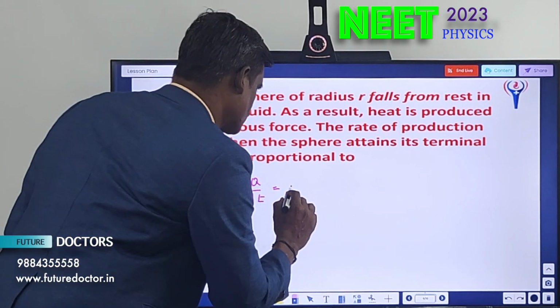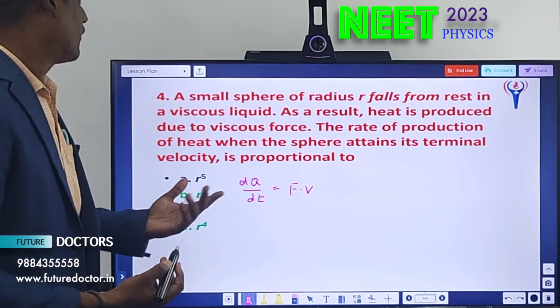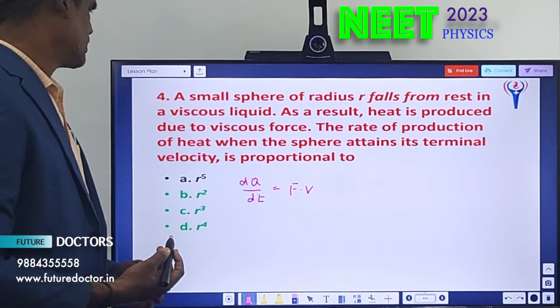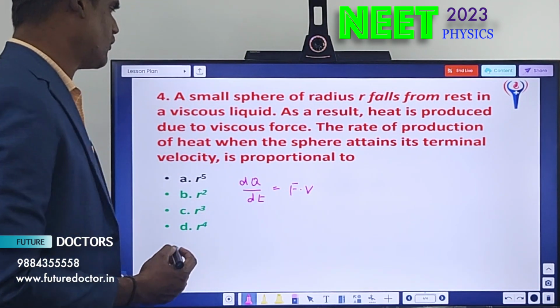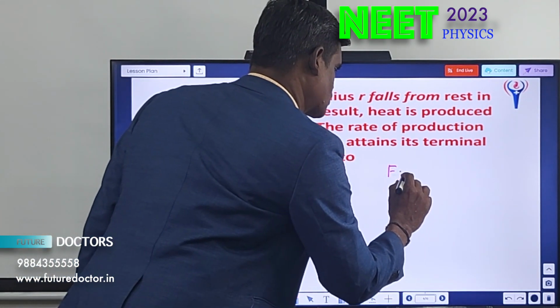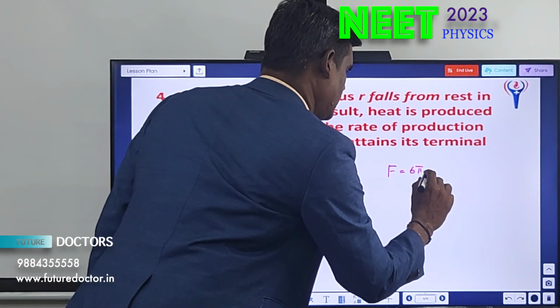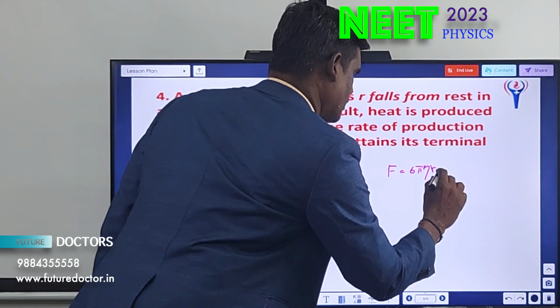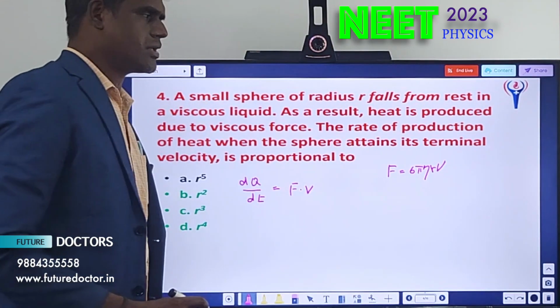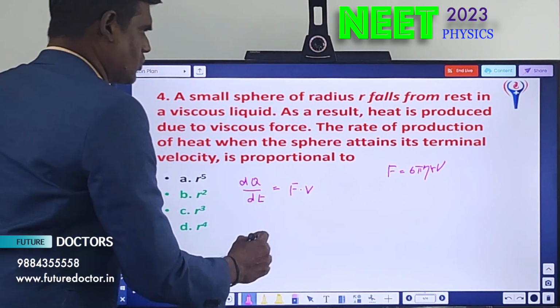Power is force into velocity, that is the terminal velocity for viscous force. So dQ by dt equal to F into v. And F equal to 6 pi eta r v, that is from Stokes' law. V is the terminal velocity and r is the radius of the sphere. Substitute this here.